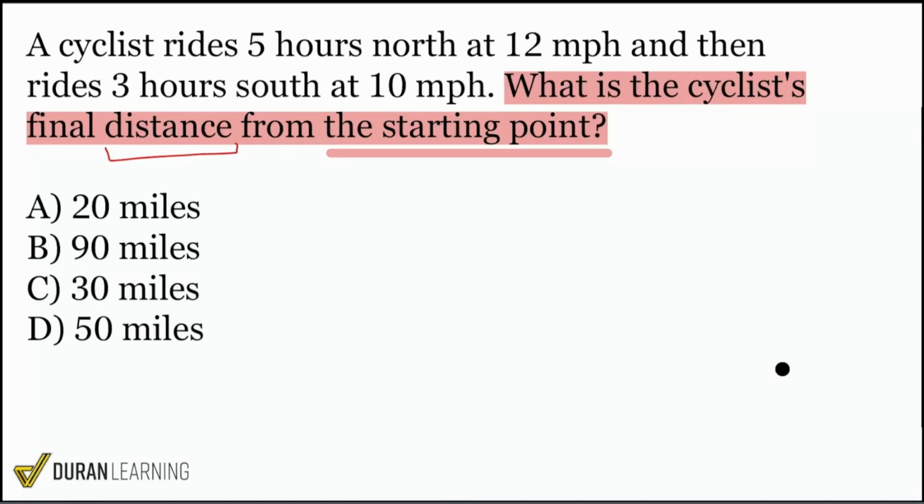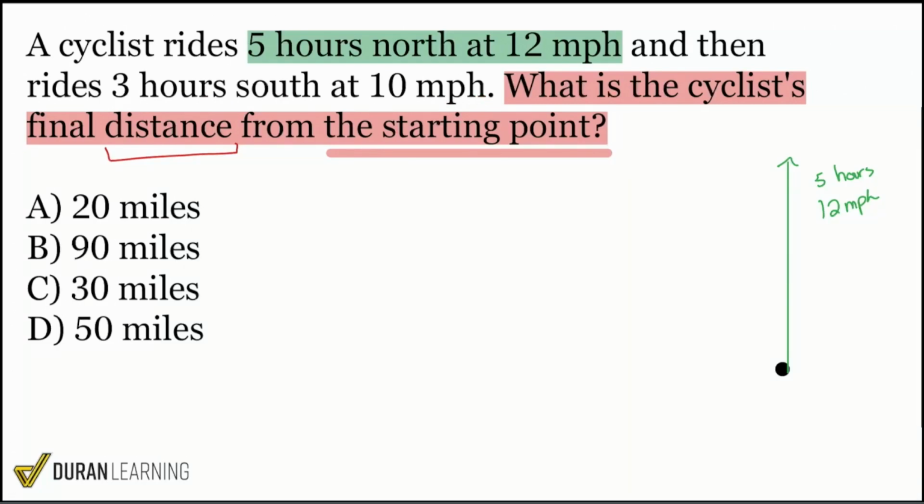Now, with that, let's read the information here. It says a cyclist rides 5 hours north at 12 miles per hour. Let me highlight that in green. 5 hours north at 12 miles an hour. So I'm going to draw a little arrow going up. Okay. So 5 hours, 12 miles per hour. And then it says he rides 3 hours south at 10 miles per hour.